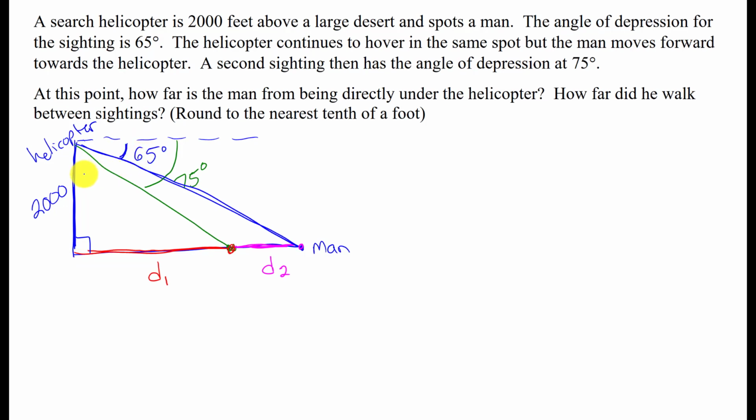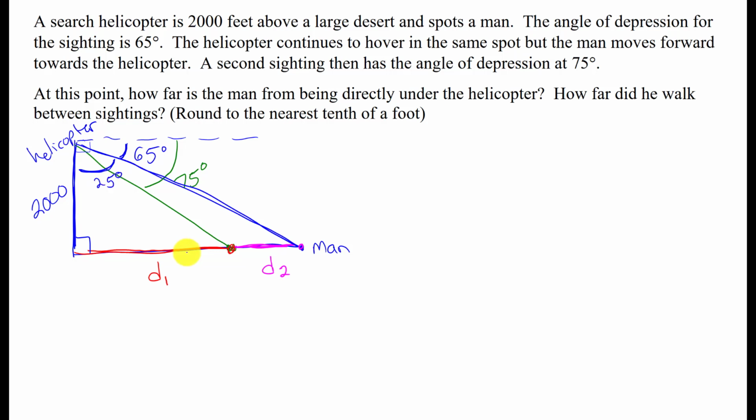This is 65, so the difference over here would have to total 90 because you've got a right angle up here. And so if 65 is used in the angle of depression, then the rest of this angle must be 90 minus 65 or 25. Like I said, not drawn to scale, but as long as we've got the angles and things labeled, we're going to be good.